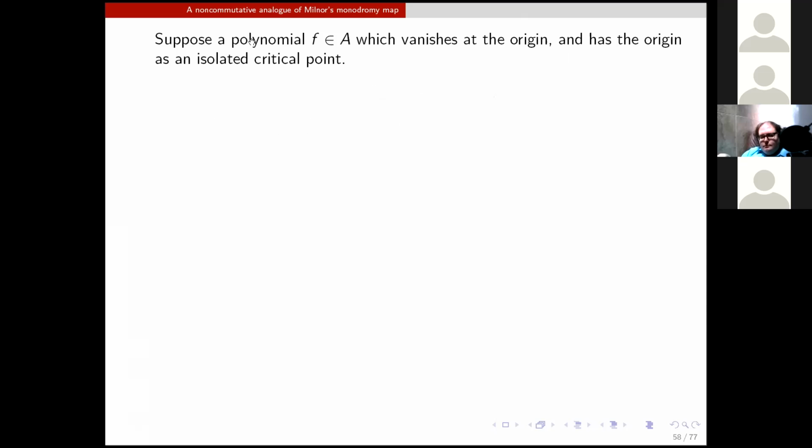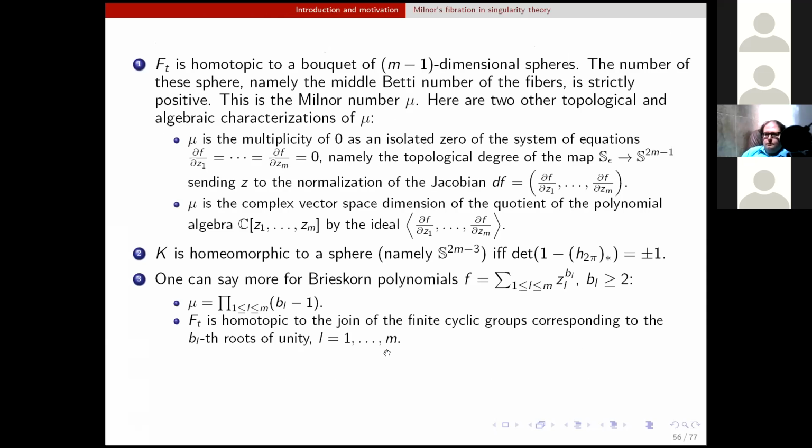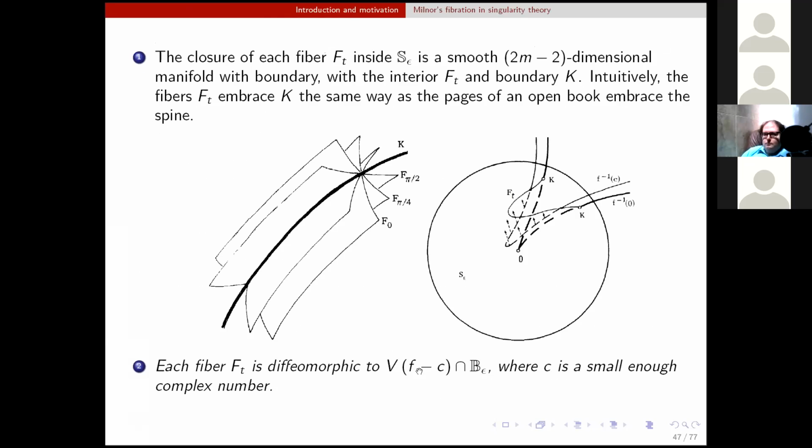So again, assume that you have a polynomial f which passes through the origin, and the origin is an isolated critical point of f. For example, every Briscoe polynomial you like. So go and consider this one. So we are gonna imitate this one. This is our fundamental idea.